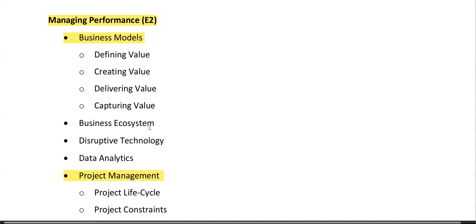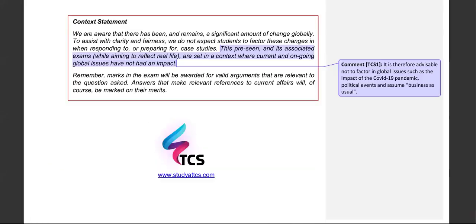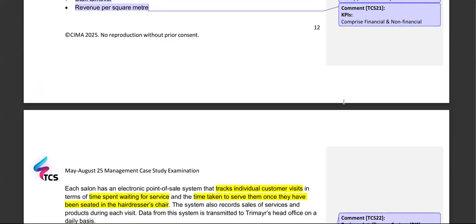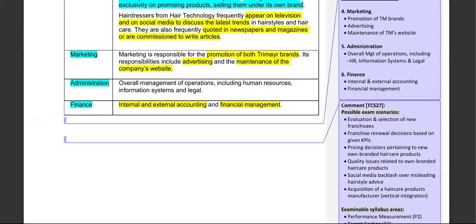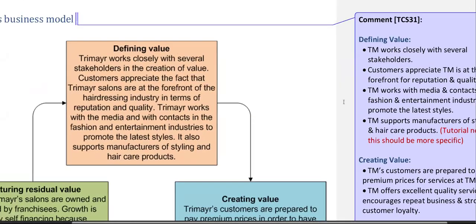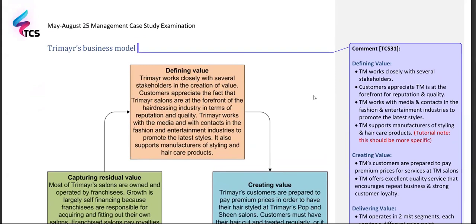Now, the pre-seen sets out Trimayr's business model, and you are expected to be thorough with the key elements of Trimayr's business model to start with. And I hope you find the annotated pre-seen helpful, because in the annotated pre-seen, what we've done is list out the key points from Trimayr's business model. So you will see a bullet point summary of the elements of the business model. And please make sure that you are able to remember the key points from each of these elements.